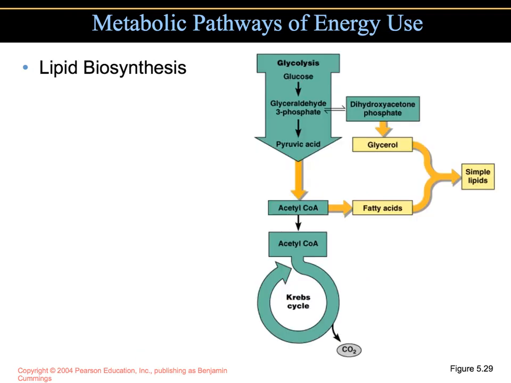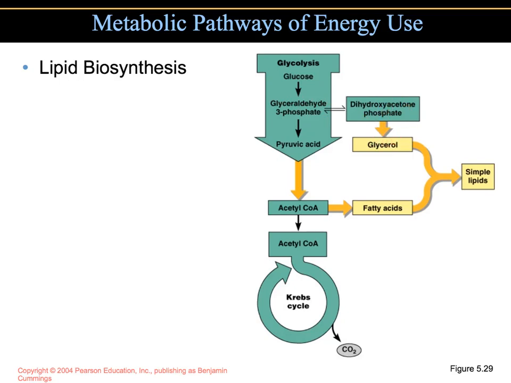Now, lipids vary in their composition, so they're made in different ways. Cells make fats by joining fatty acids and glycerols. So you see a glycerol, you have fatty acids, you put that together to make some lipids. Glycerol comes from an intermediate during glycolysis. And you can see here in glycolysis, glucose is broken down into G3P, glyceraldehyde 3-phosphate. This is an intermediate in glycolysis, which is used to make glycerol.